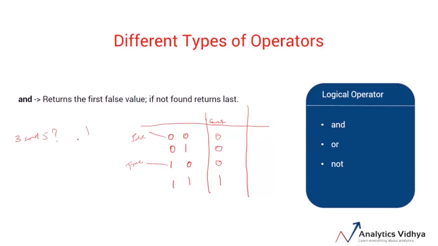Since 3 and 5 are both true. But this is not the behavior that we often desire. So in Python, the AND operator is implemented a bit differently. And this is how it is implemented in Python.